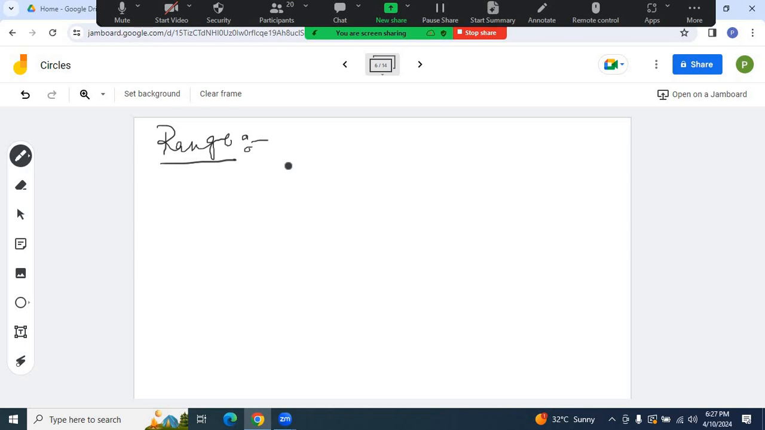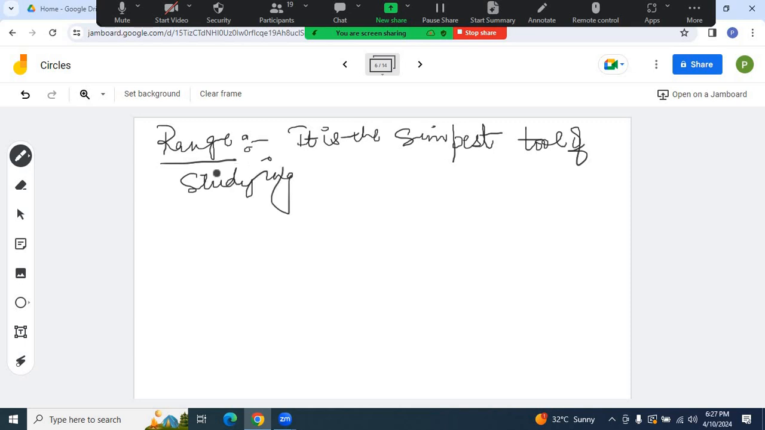So if I go to a shoe shop and ask the shopkeeper which shoe numbers he has, the shopkeeper says I have shoes starting from shoe number 4 till 11. So I say, okay, your range is 11 minus 4. Range is the simplest tool of studying dispersion.